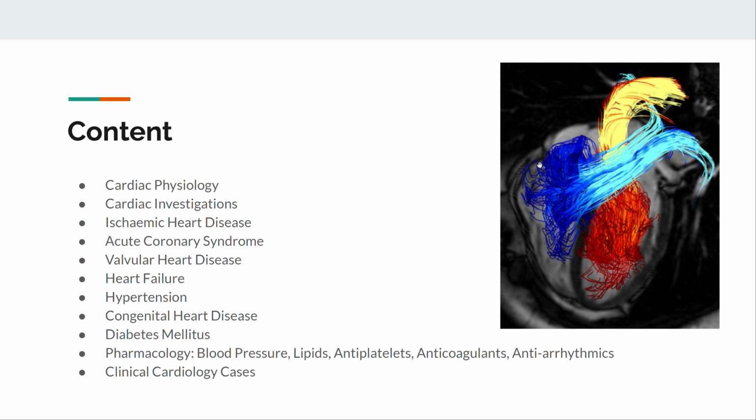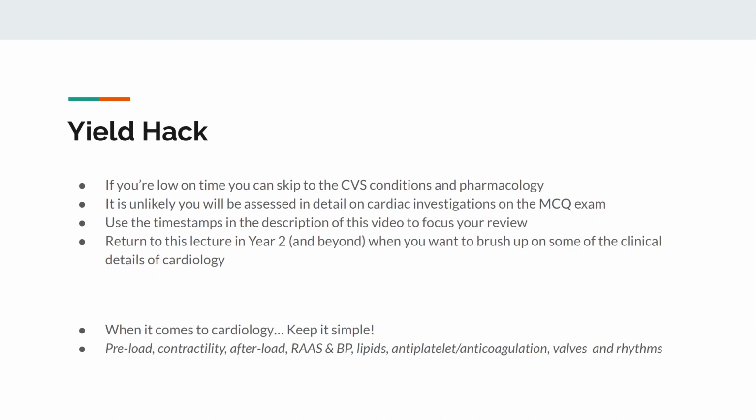And then we'll go over cardiac pharmacology and tie it all together with a couple of clinical cases that give you some context for where cardiology fits into diagnosis. If you're low on time, you can just skip to the conditions. The portion covering investigations is probably not that relevant to the exam at this stage, so you can skip that for now if you want to. But it may be useful for OSCEs and it will be useful for clinical exams later on. So you can return to this lecture in later years, or if you've got time, you can just watch the whole thing.